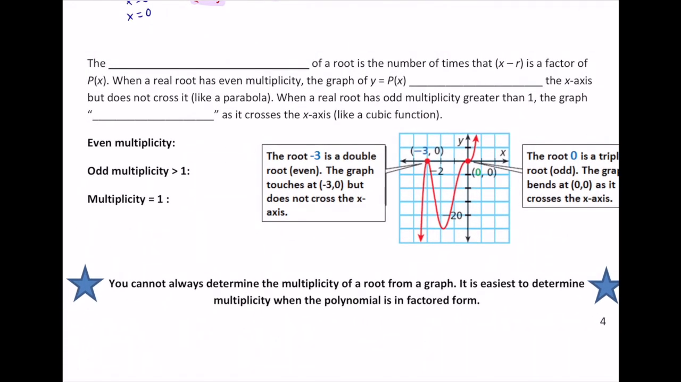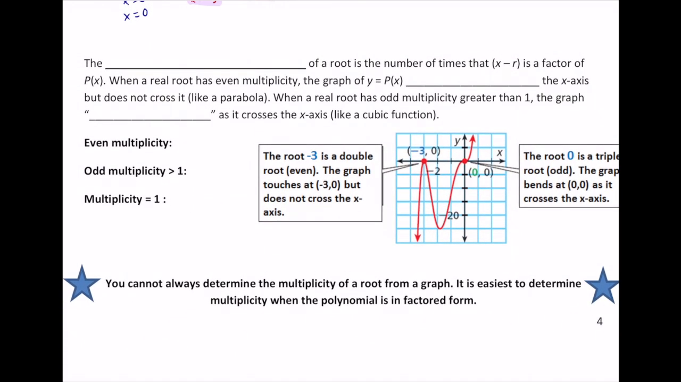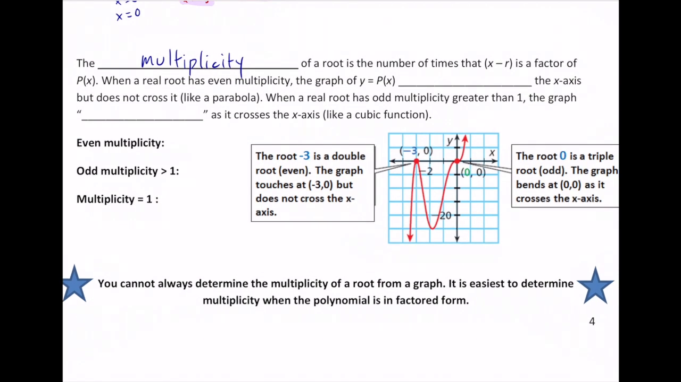So we have a word for this. This is called multiplicity. So the multiplicity of a root is the number of times that the value of x is a factor for the function. So when a root has an even multiplicity, the graph of the function touches the x-axis but does not cross it. So like a parabola.